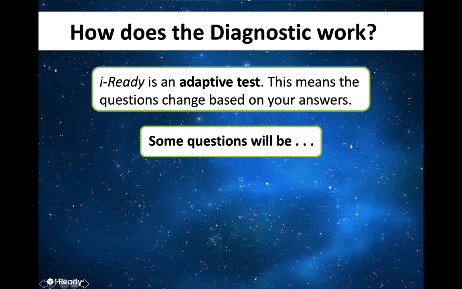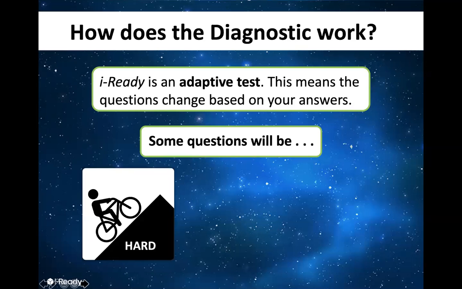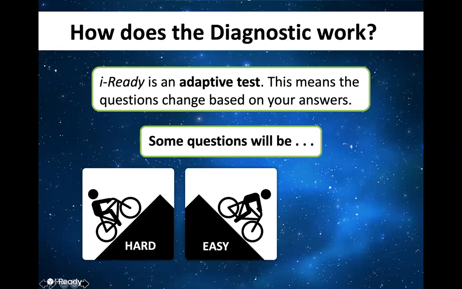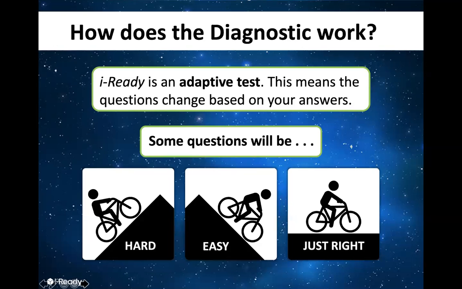The i-Ready is an adaptive test. This means the questions change based on your answers. Some questions will be hard, easy, or just right, okay? Now, don't freak out. You're going to see the same information on like 5 different slides, but I'm going to tell you it every single time. Don't panic if it is something you don't understand, okay?